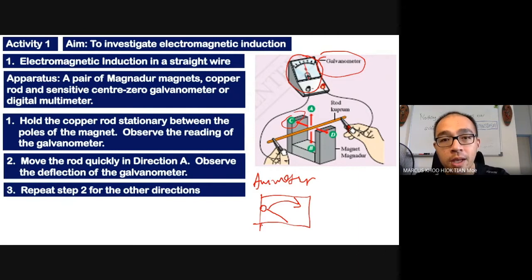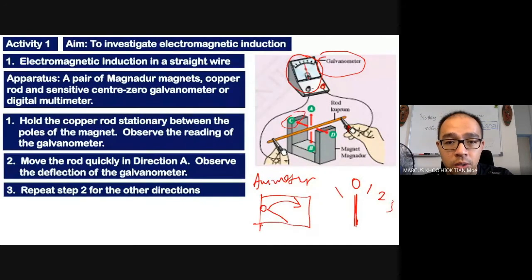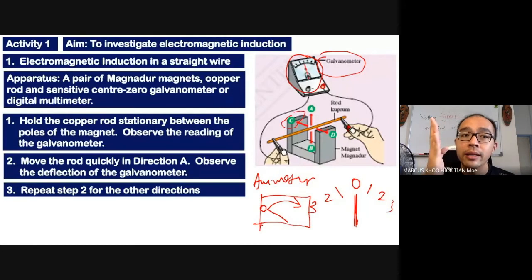Okay, so this ammeter, okay, it starts from 0. But galvanometer, it starts at the center. Okay, it starts at the center. Of course, here is 0, sini adalah 1, 2, 3. Here is also 1, 2, 3, and so on and so forth. So it has a potential to either move to the left or to the right, depending on the direction of the current.